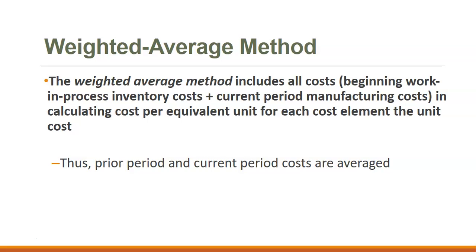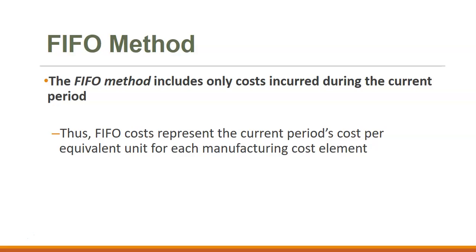In the weighted average method, we include all costs in calculating the cost per equivalent unit for each cost element, the unit cost. Thus, the prior period costs and the current period costs are averaged together. In the FIFO method, only costs incurred during the current period are looked at. So thus, FIFO's costs represent the current period's cost per equivalent unit for each manufacturing cost element.